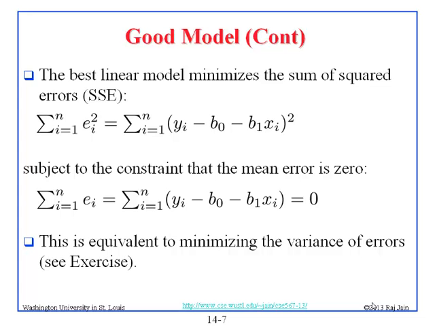So our requirement is that the sum of the errors should be 0. So we should estimate b0 and b1 such that this quantity is 0. You get one linear equation in b0 and b1. And the second thing you want to do is that the square of the errors is minimum. So you want to minimize that.